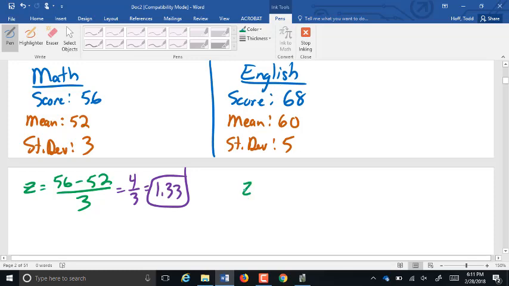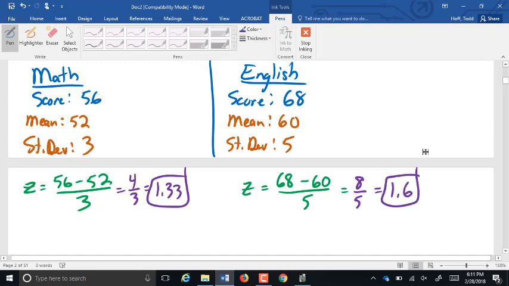Your English score, your z-score there would be the score of 68 minus the mean of 60 divided by the standard deviation of 5. Well, 68 minus 60 is 8. Divided by 5 is 1.6. That's saying your English score is 1.6 standard deviations above the mean. So yes, when compared to its own population, you probably did score better on that English test than you did on the math test.